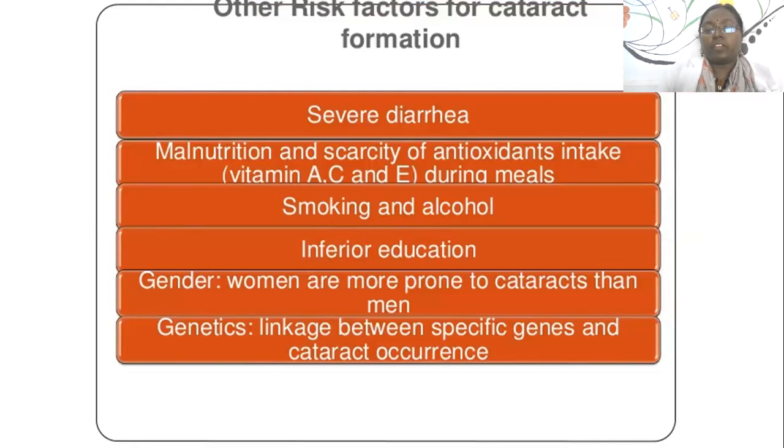Other causes of cataract include severe diarrhea, malnutrition, deficiency of vitamins A, C, and E. So malnutrition will cause an increase in radical oxidants, which causes radical injury to the lens fibers, thereby causing cataract. Smoking and alcohol.